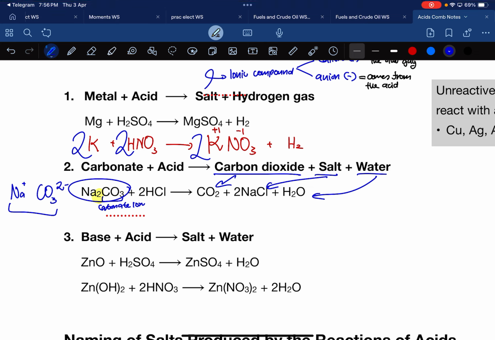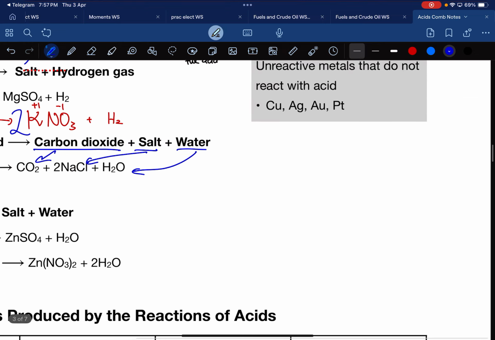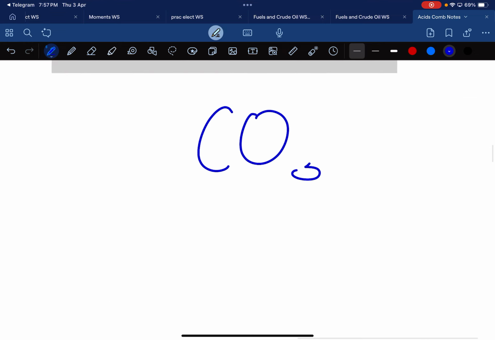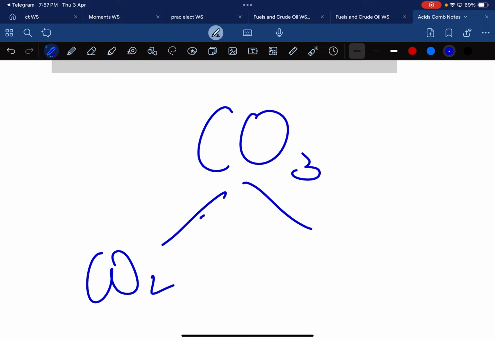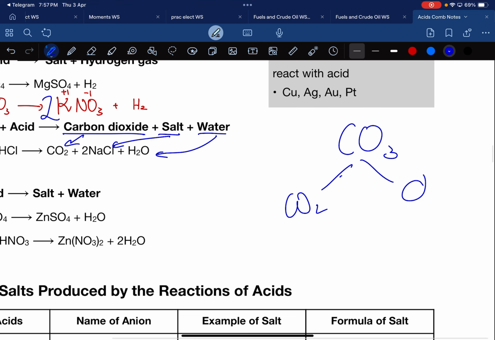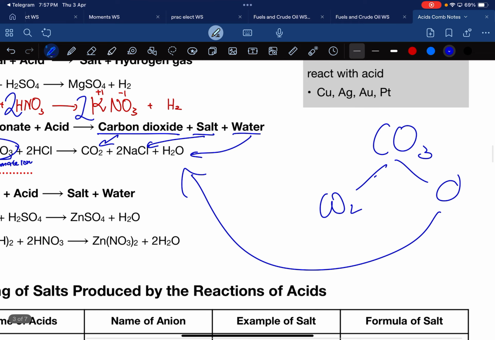So what your acid does is break up your carbonate. It breaks it up into CO2 and a random oxygen, which goes here. When you have CO3, this carbonate, if I take away CO2, what are you left with? 1 oxygen, right? This oxygen goes to water. That's what your acid does. You break your carbonate.